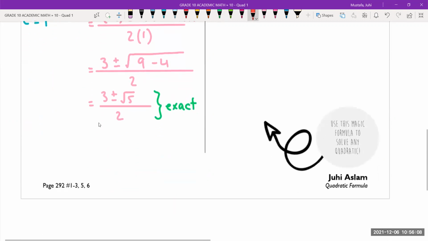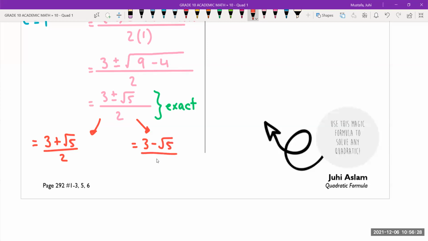Here is what this plus or minus means. There are actually 2 different scenarios for this question. One of the scenarios is the plus version. So we're going to go 3 plus the square root of 5 divided by 2. And the other one is the minus version. So it's going to be 3 subtract square root 5 divided by 2.